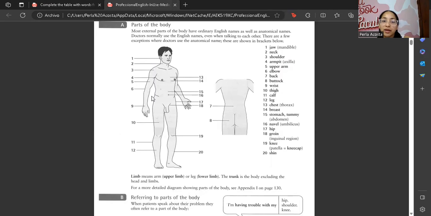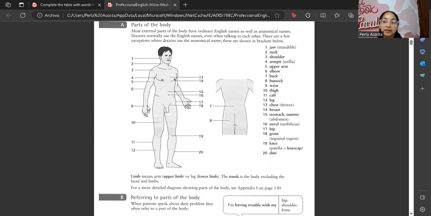Okay, this is a body and this is the parts of it. Okay, number 1 is jaw or mandible. Number 2 is neck. We can see it here, neck. Number 3 is shoulder. Number 4, armpit or axilla. Number 5, upper arm. Number 6 is elbow. Number 7, back. Here, back. And number 8 is buttock.